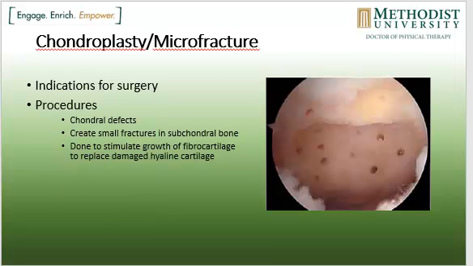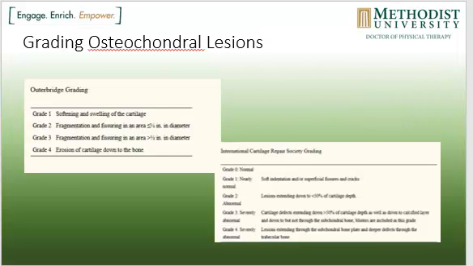All right, now I'm going to talk about chondroplasty or microfracture of a joint. The indications are when an individual has an osteochondral defect, which is what you see here on this arthroscopic image, and they're having pain, the doctors will do something called a microfracture of the area. We talked about this in earlier chapters, but with a microfracture, they go in and cause bleeding in the subchondral bone. That will stimulate growth of fibrocartilage that will replace the damaged hyaline cartilage.